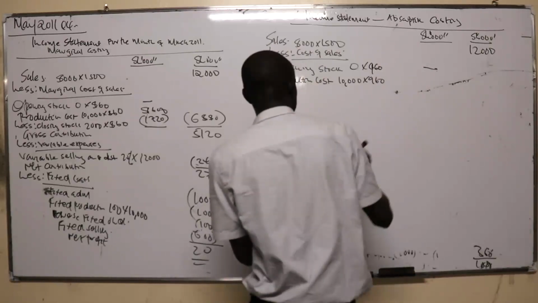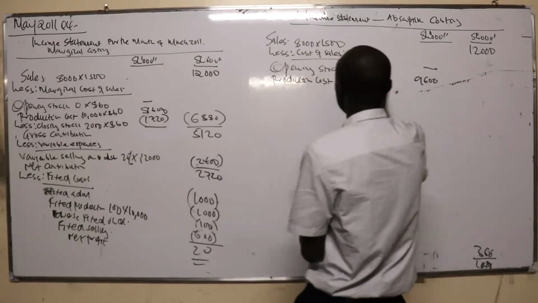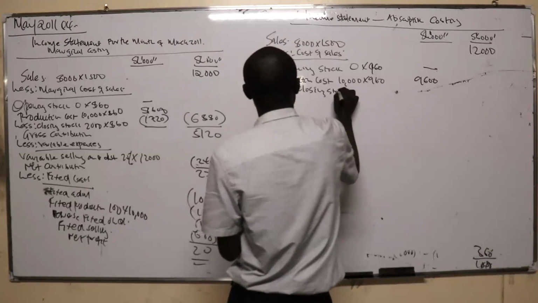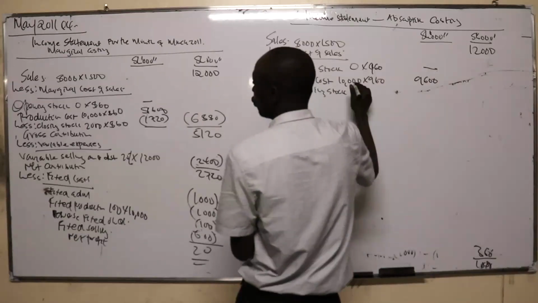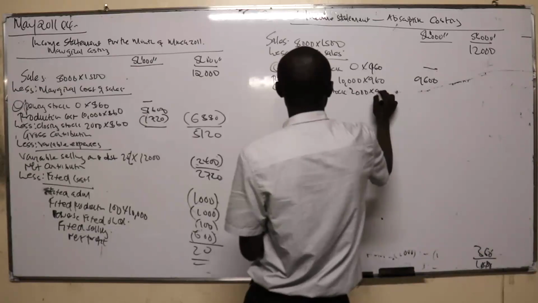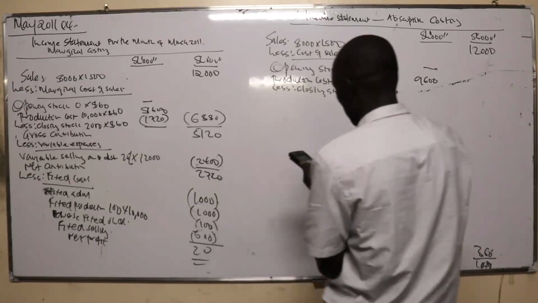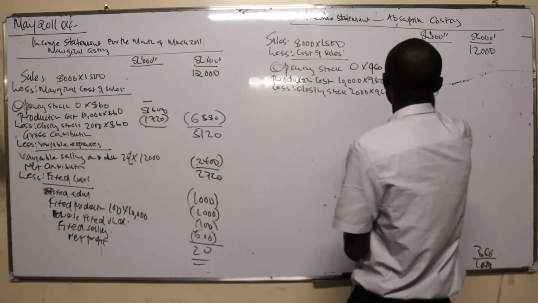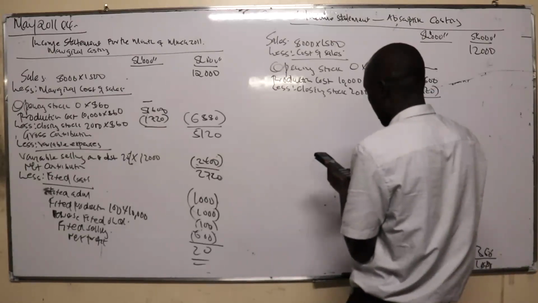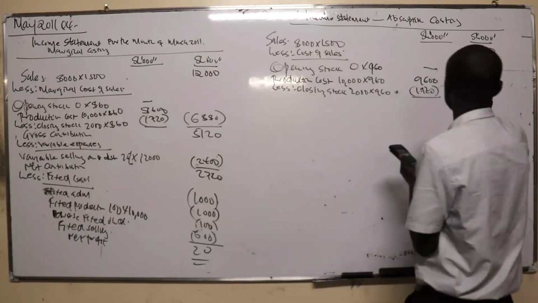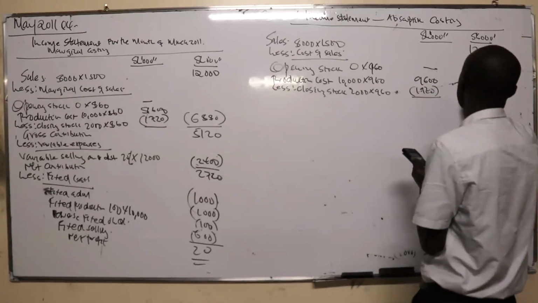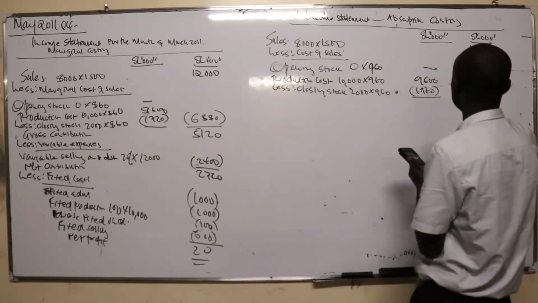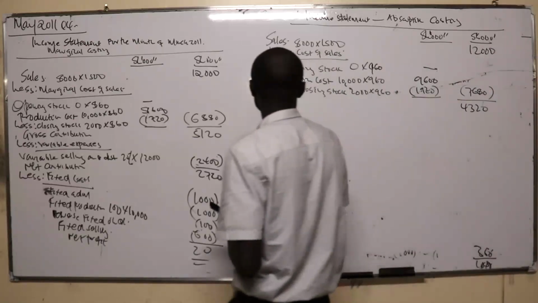So this one will give you a total of 9,600, and then you less closing stock. Closing stock is 2,000 units, you value by 960. So that is 1920. So 9,600 minus 1920, that is 7680. So 12,000 you deduct, which is 4320. That one will give you the gross profit.